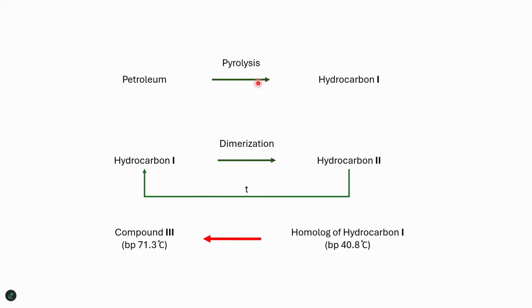We have petroleum from pyrolysis, we get hydrocarbon 1 and 2. 2 is the dimer of 1, they are interconverting to each other. And homologue of hydrocarbon 1, homologue means there's one or multiple CH2 difference between two compounds. So homologue of hydrocarbon 1 is compound 3, and this is what we are gonna synthesize. I'm not saying that all of this information is going to be useful to us. It's just that I converted this text into diagram form. So you have to take note of these kinds of things when you solve the problem so that you can easily refer to them whenever you need to.